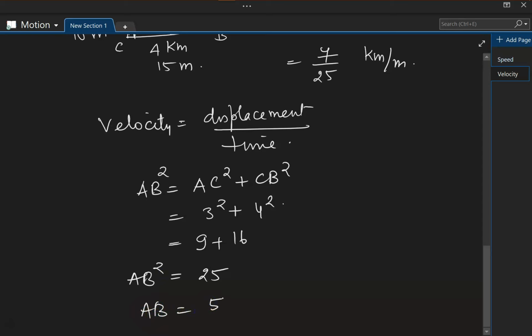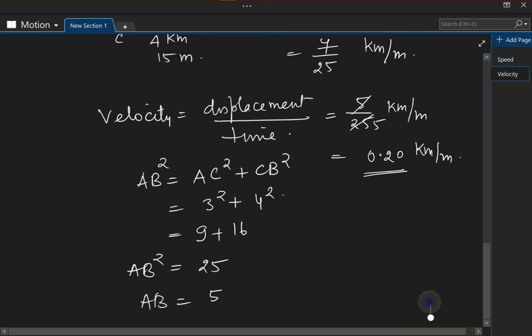Okay. Now let's substitute the value. 5 by 25 kilometers per minute, which is equal to 5 fives. So 1 by 5 is 0.20 kilometers per minute. So whether it is 5 by 25 or 0.2 kilometers per minute, it is the same thing. But compare it with the speed.